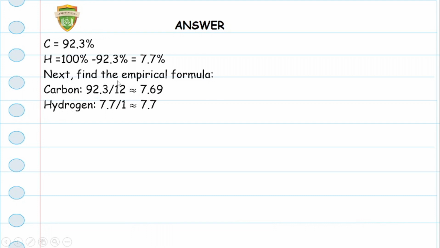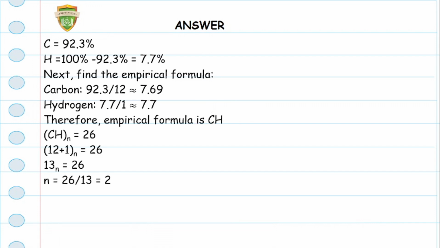The atomic number of carbon in this case is 12. So when we divide this, we get approximately 7.69. And then for hydrogen, we know that the atomic number is 1. So that will be 7.7. Now remember I said the empirical formula has to do with the whole number ratio of atoms present in the compound. Now 7.69 is basically 7.7. So now we know that the ratio is 1:1. That means that the empirical formula will be CH. That's the simplest formula for this compound.